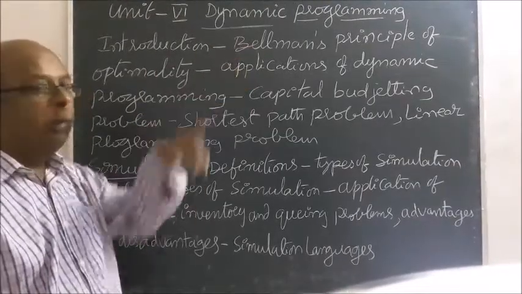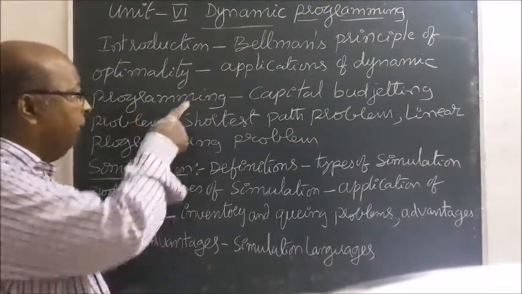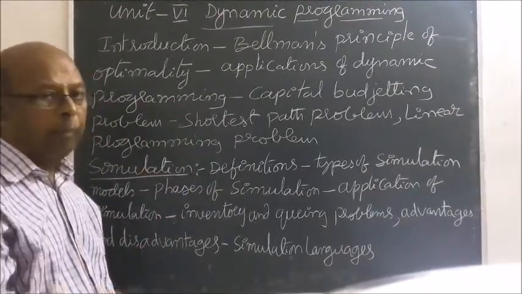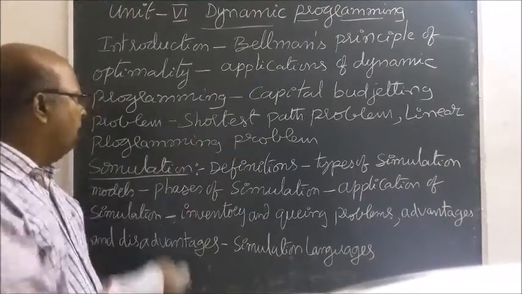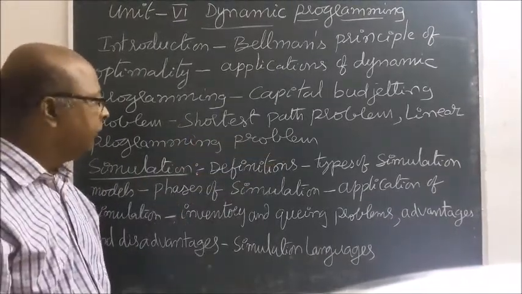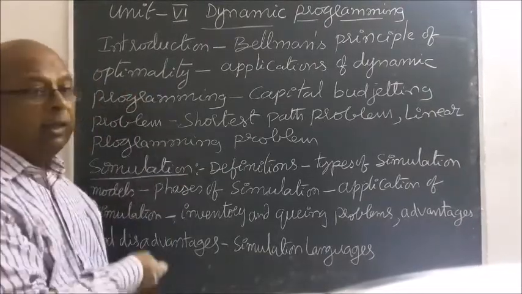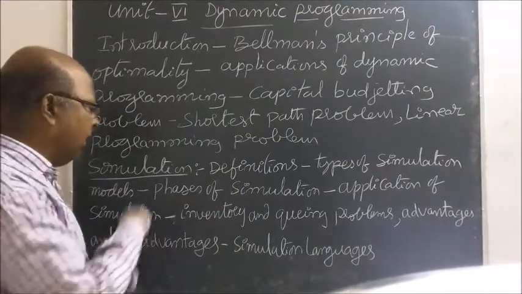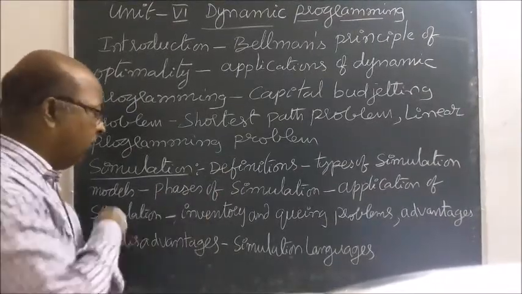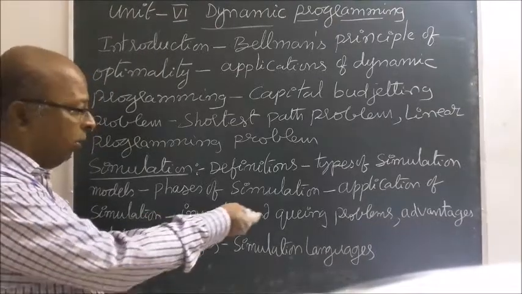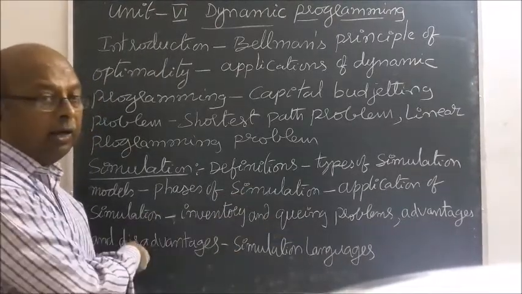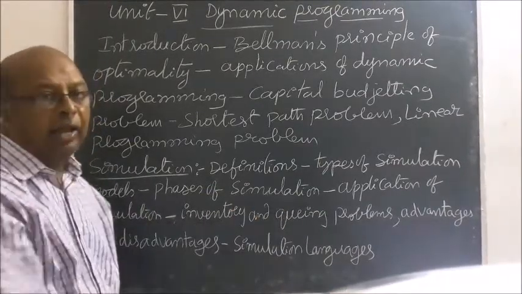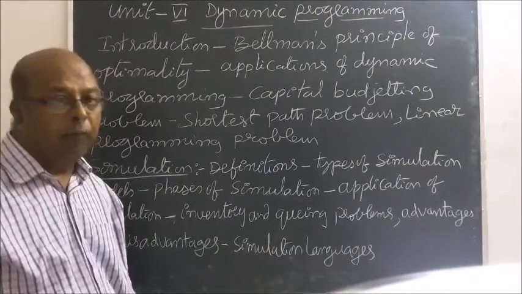Unit 6: Dynamic programming. Introduction. Bellman's principle of optimality. Applications of dynamic programming: capital budgeting problem, shortest path problem, linear programming problem. These are three applications. Another topic is simulation: definitions, types of simulation models, phases of simulation, applications of simulation, inventory and queuing problems, advantages and disadvantages of simulation. Lastly, simulation languages. This is the syllabus of Unit 6.